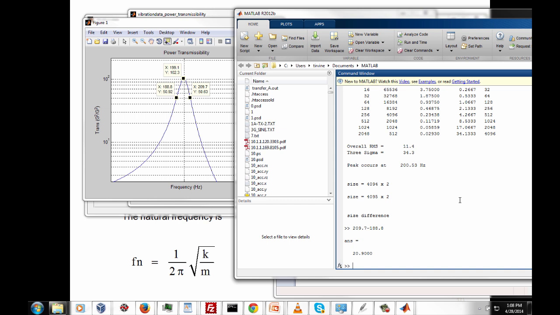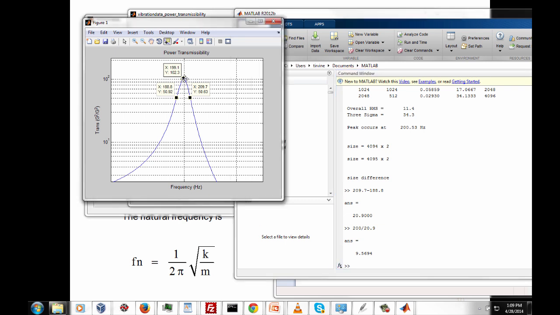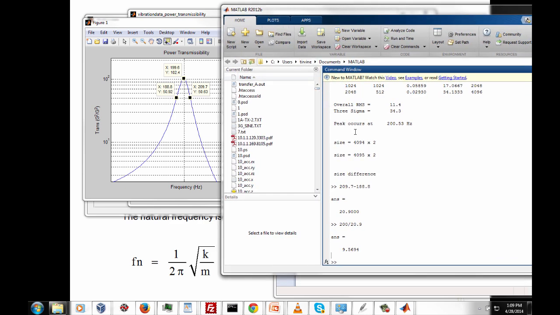So we take the 20.9 hertz, which is our minus 3 dB bandwidth, and we divide it into our natural frequency, which I'm going to round off to 200, even though our peak's at 199.1. If we do this little division step, it comes out to 9.56. So our Q value experimentally is about 9.6. And if we want to be a little lenient, we could round that up and say its Q is equal to 10. So that's how you do a simple 3 dB bandwidth method.